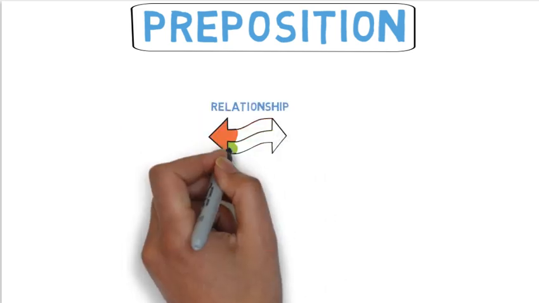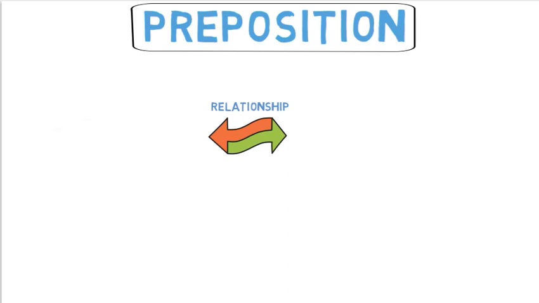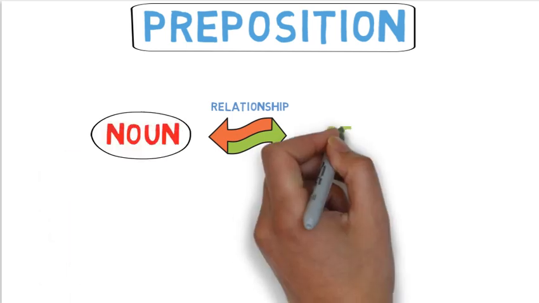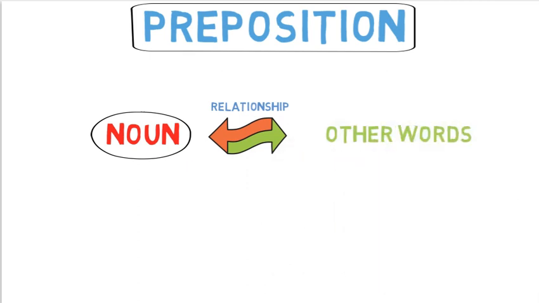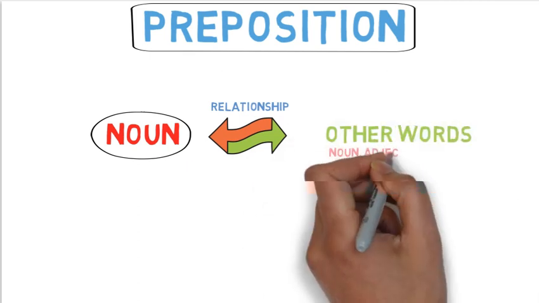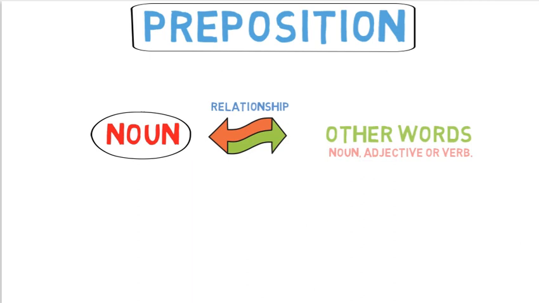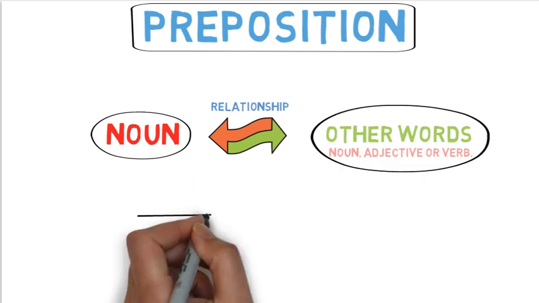Preposition shows the relationship between nouns, pronouns or phrases with other words in a sentence. Other words can be nouns, adjectives or verbs. Let's see an example.